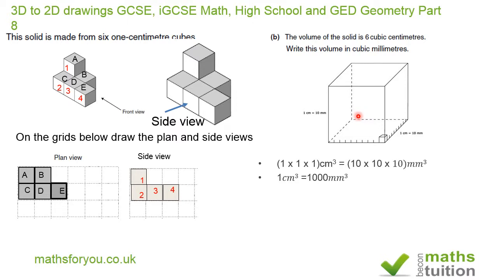Now, for 6 cubic centimeters, all we need to do is to multiply 1,000 by 6. So 1 centimeter cubed is 1,000 millimeter cubed. So you multiply by 6, and 6 centimeter cubed is equivalent to 6,000 millimeters cubed. Now moving on to the next slide.